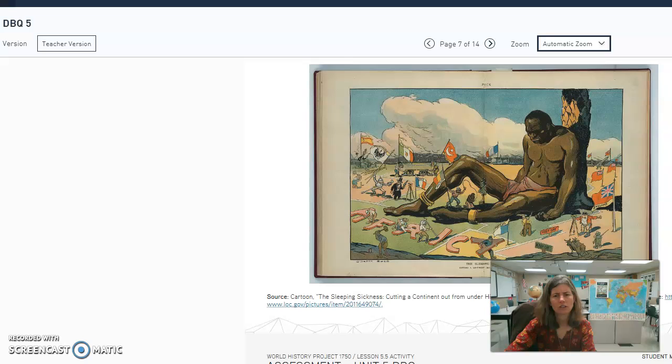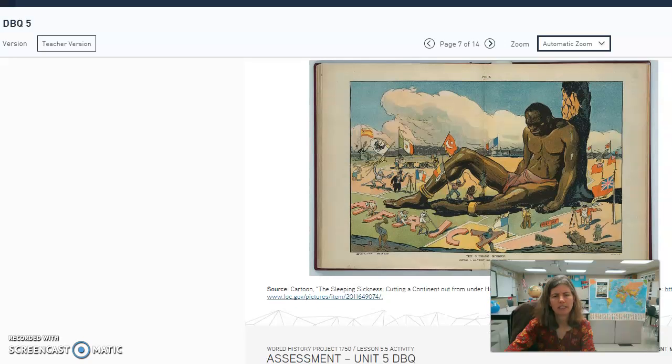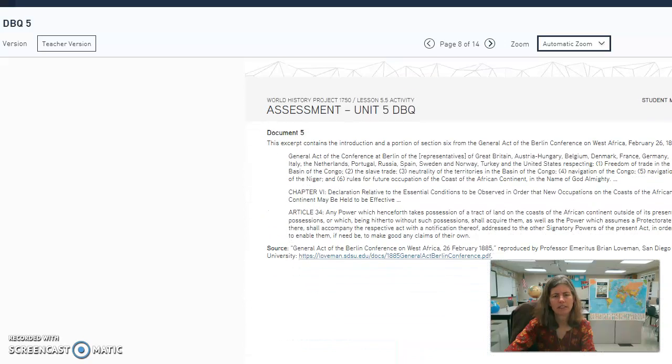What does this cartoon say about why people took over Africa, what were the causes, and how they were motivated? Document 5 is about the Berlin Conference. The Berlin Conference is actually a meeting that Otto von Bismarck called. He was a chancellor in Germany, and he was seeing all these other European countries going into Africa and taking pieces of it, and he wasn't getting his fair share.